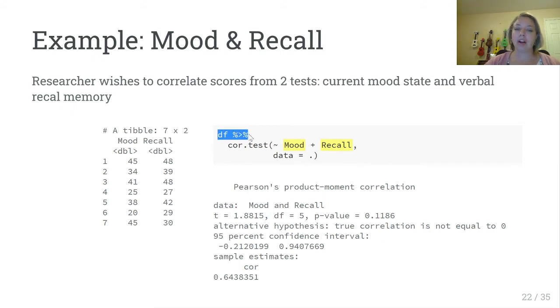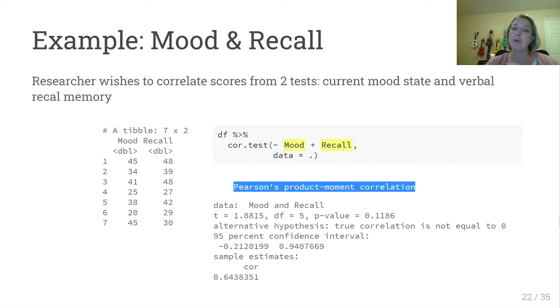So again, we're going to start code-wise with our data set, and we're going to pipe it into cor.test. And inside the cor.test function, we have to do 2 things. We have to give the formula and the data set. The formula is nothing, tilde, the name of the variables with the plus sign between them. They're on the same side because order doesn't matter. And data equals dot to pipe it from above. This little tiny bit of syntax will, by default, do the Pearson's product moment correlation.